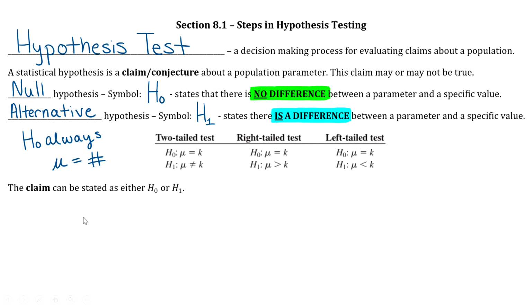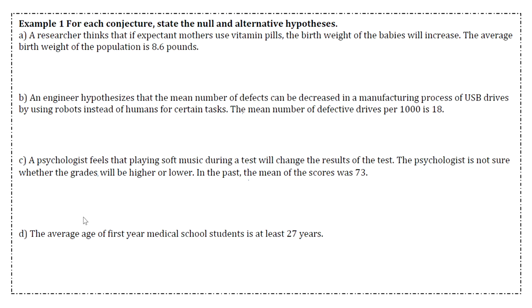Okay, and for every hypothesis test, one of those hypotheses is going to be the claim that we're basically testing. The claim can be stated in either the null hypothesis or the alternative hypothesis. So let's move on to example 1. For each one of these conjectures or claims, we're going to practice stating what the null and alternative hypotheses are, and we'll clarify which one of them is the actual claim.